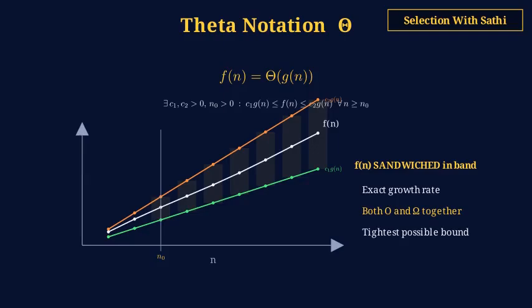Example, f(n) = n²/2 − n/2. We claim this is Θ(n²). For the upper bound, n²/2 − n/2 is at most n²/2. For the lower bound, when n is at least 2, it's at least n²/4. So c1 = 1/4, c2 = 1/2, n0 = 2.